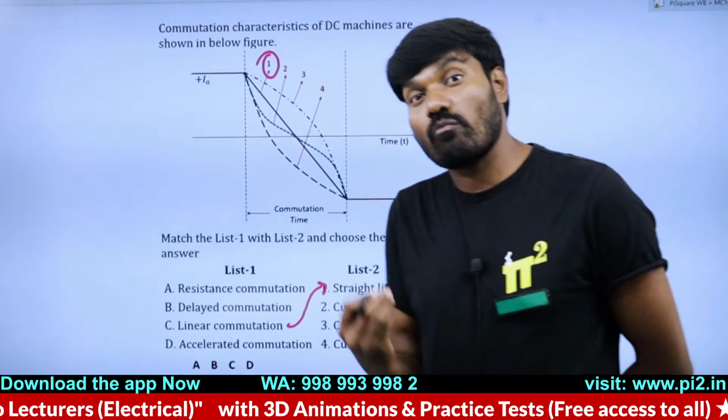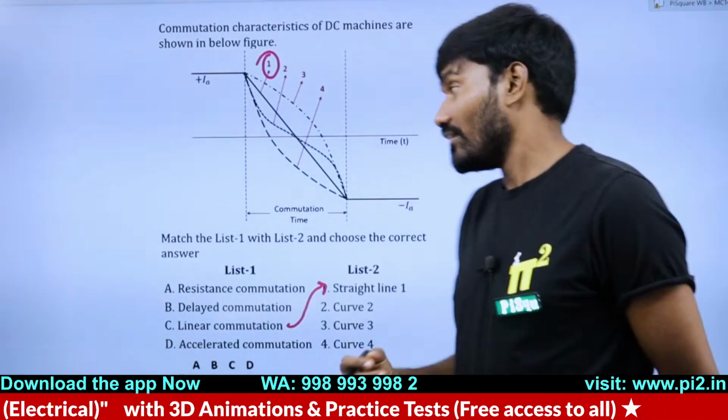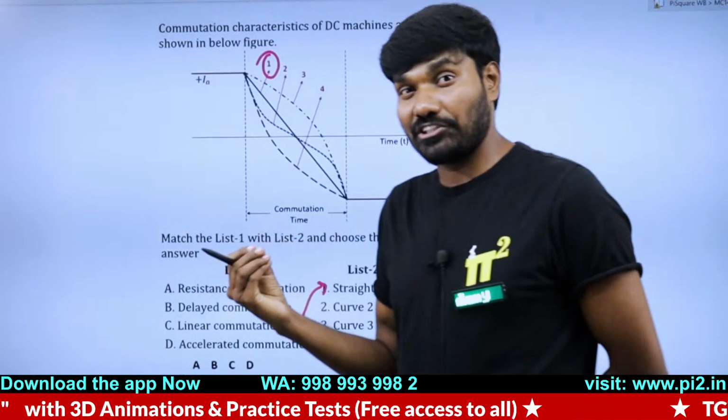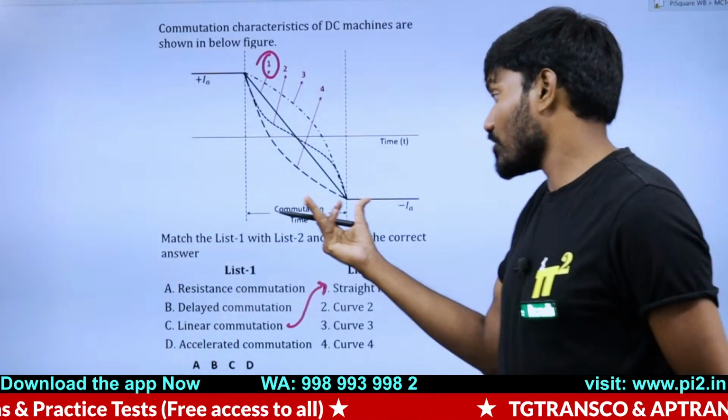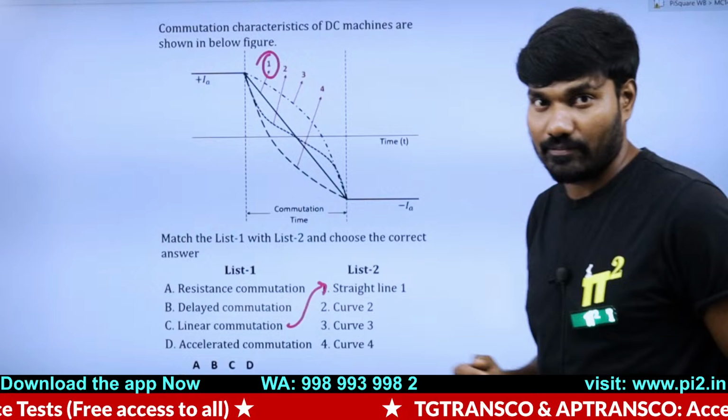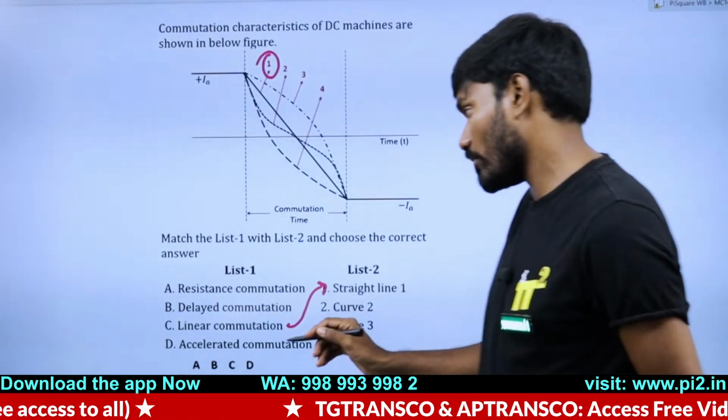But it's okay for us. We want that. Because of that, sparking at the brush is not happening, and proper commutation is happening. Within the commutation time itself, the reversal is happening. So it is helping us. That's what the resistance commutation is.